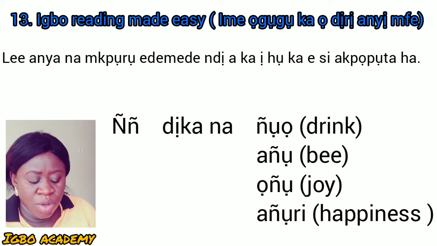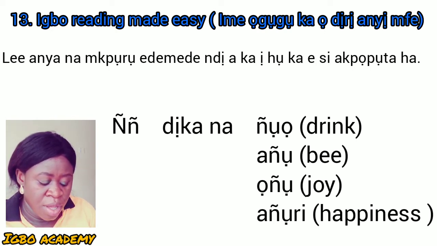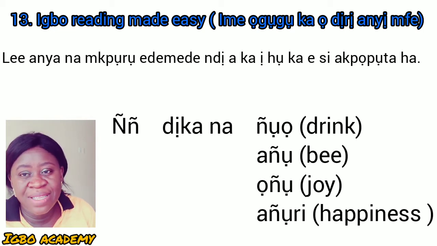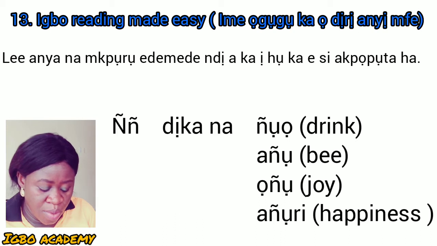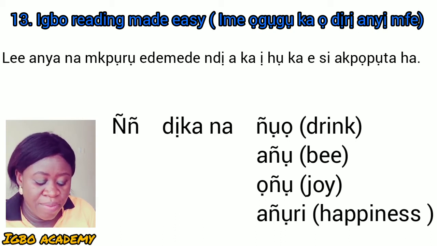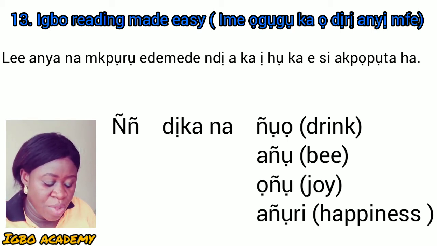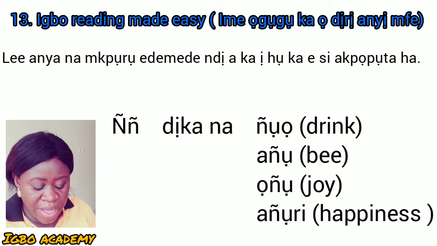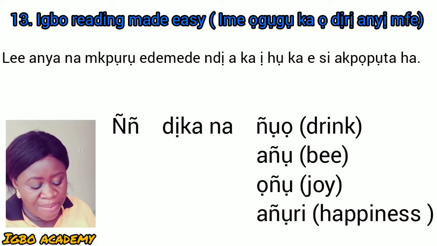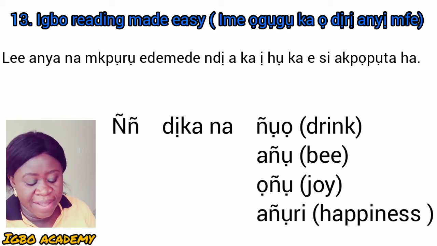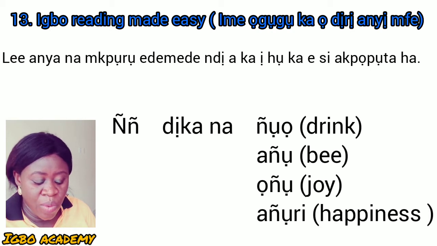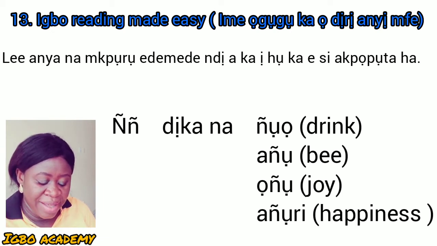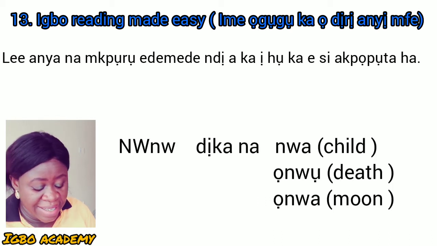N with a dot on top. Dika na nụ, more means to drink. Ṅụọ, drink. Ọṅụ, joy. Aṅụrị, happiness. Then the next is nwe.